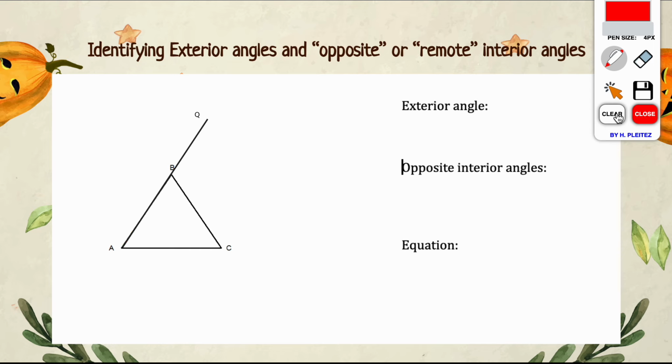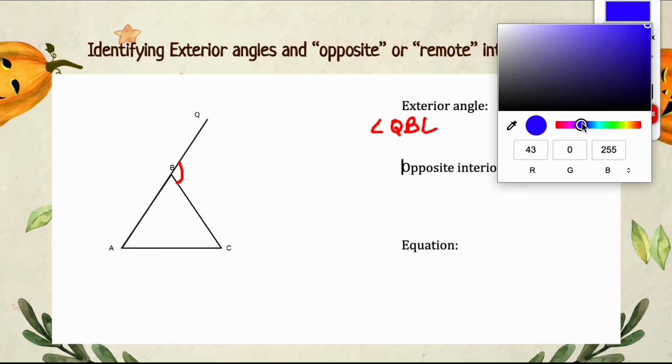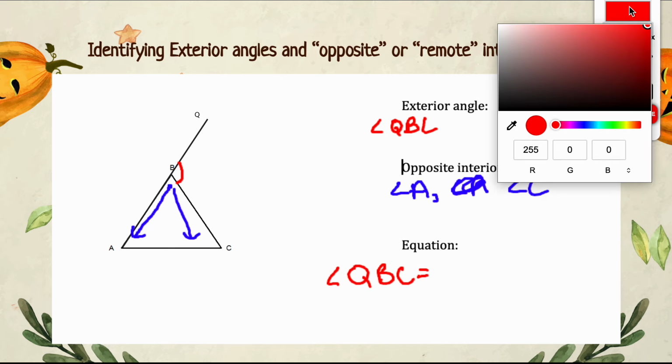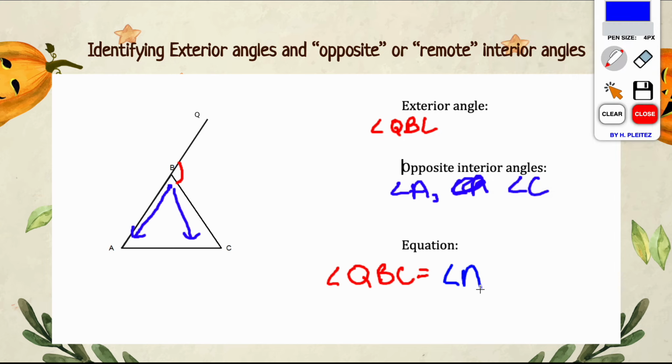Now in this case, what we have is our exterior angle is this angle right here, which is angle QBC. And then again, to identify our opposite interior angles, we would go straight across from where our exterior angle is. So our opposite interior angles are angle A and angle C. So then our equation, again, is just representing this theorem, right? Our exterior angle, which is angle QBC, is equal to the sum of our opposite interior angles, which in this case, we have angle A plus angle C.